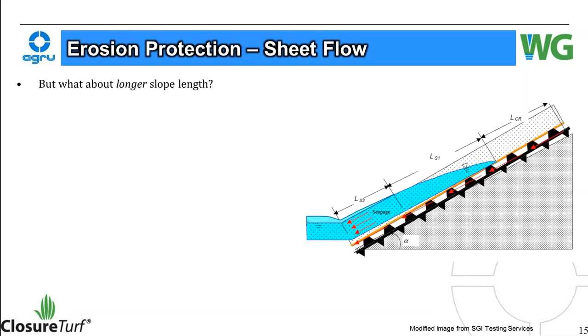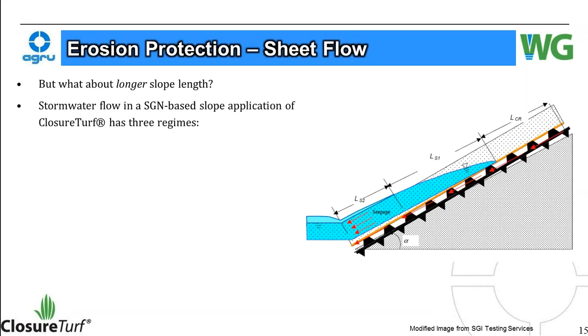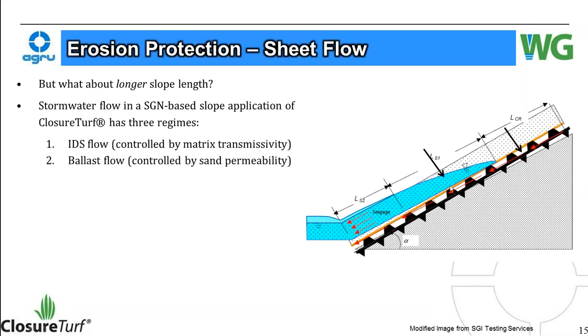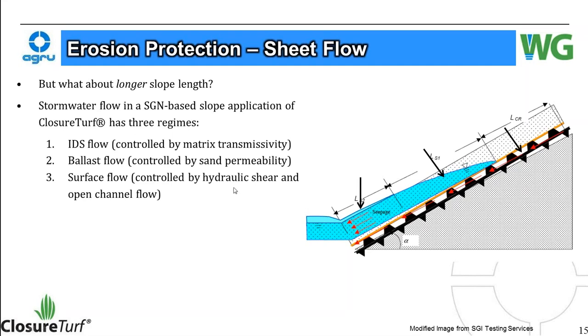Now, what about longer slopes? That slope that we tested was only 40 feet long because that's the capacity of the system there at TRI. Now, stormwater flow, as I said before, in an SGN-based slope application of ClosureTurf anyway, has these regimes. There's IDS flow here, that's controlled by the IDS matrix transmissivity. There's ballast flow in the sand, controlled by the sand permeability. And then there's surface flow on top of the system, which is controlled by hydraulic shear and open channel flow.